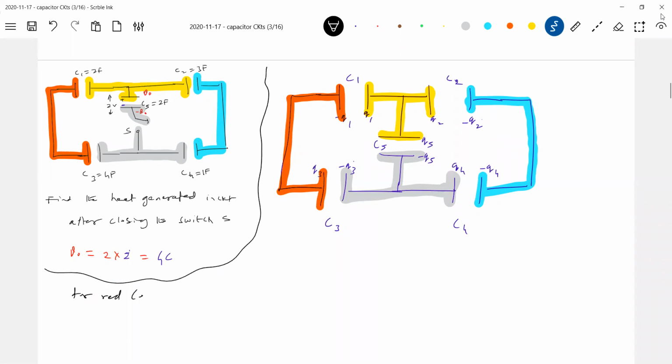For red color, what is the equation I can write? Earlier charge was 0 plus 0. Finally, minus Q1 plus Q3. So therefore, Q1 equal to Q3. Then blue color plates we will take.